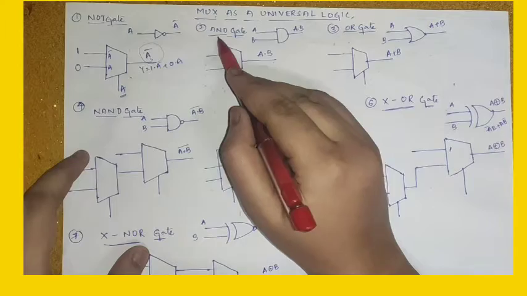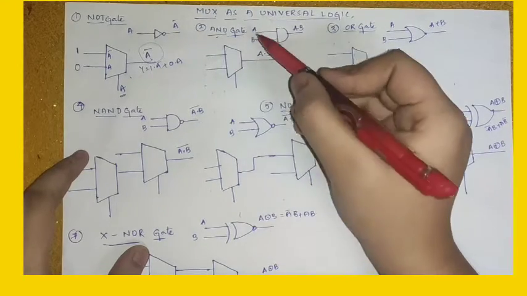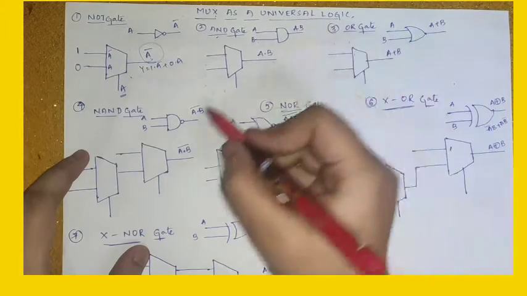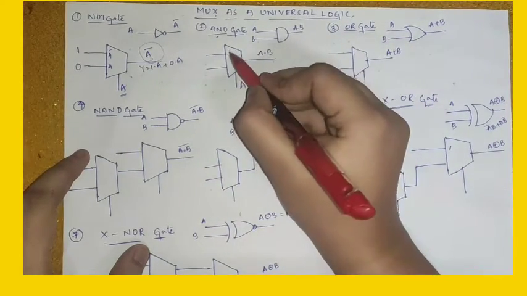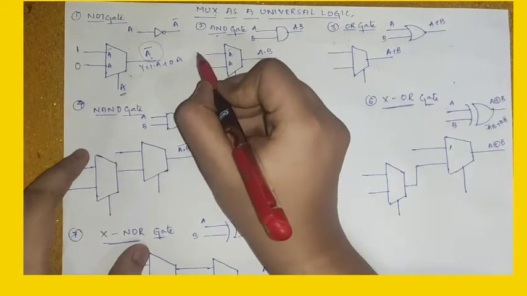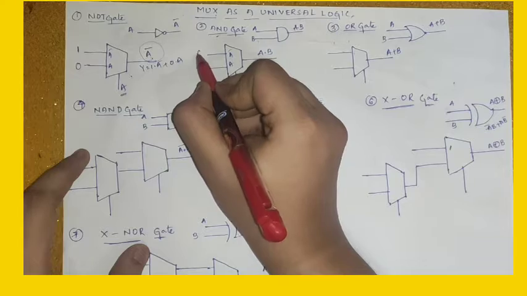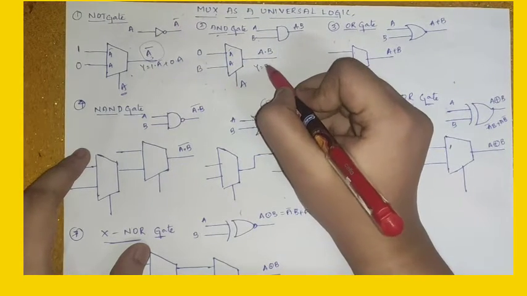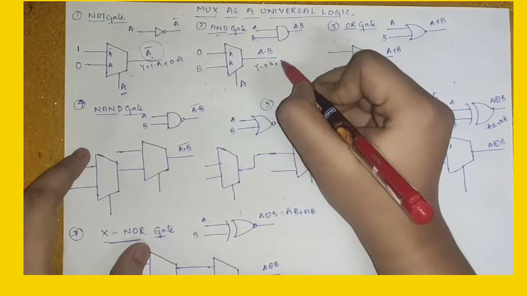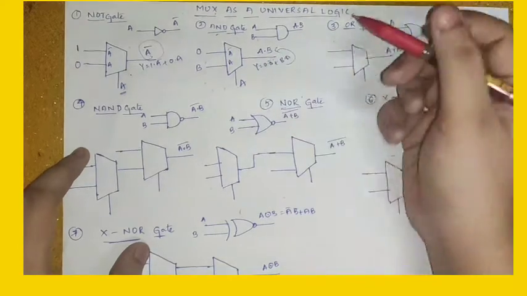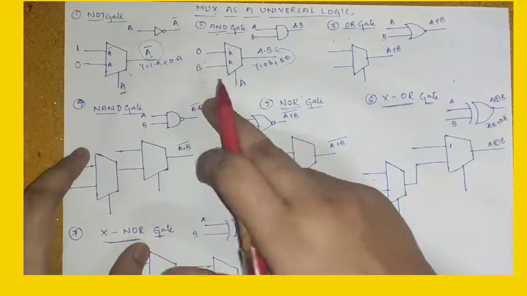So next, going for the AND gate. AND gate is nothing but if inputs are A and B, then the output is A dot B. So I am taking A as the select line. This is A bar and this is A. To get A dot B, take this input as 0 and this input as B. If you take this, Y is nothing but 0 dot A bar plus B dot A. It is nothing but A dot B, right? So in this way we get the AND gate by using the multiplexer.